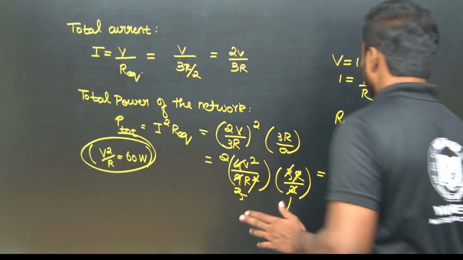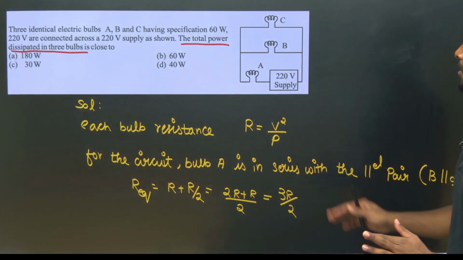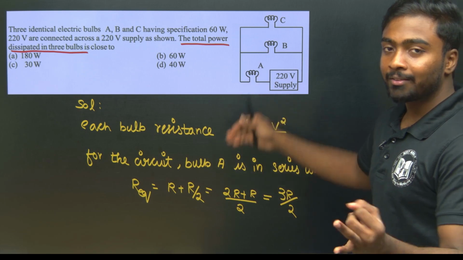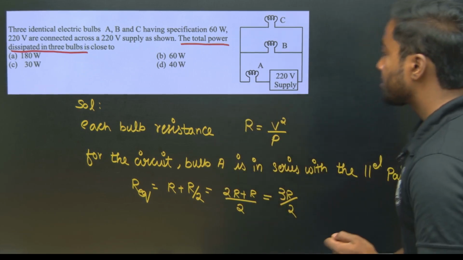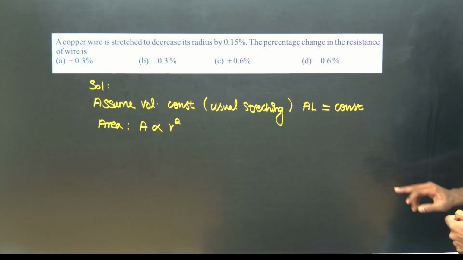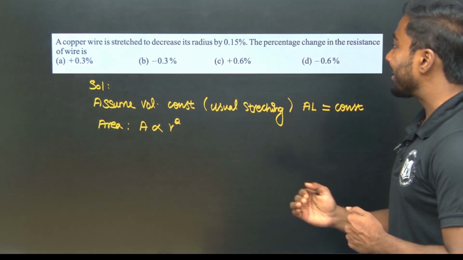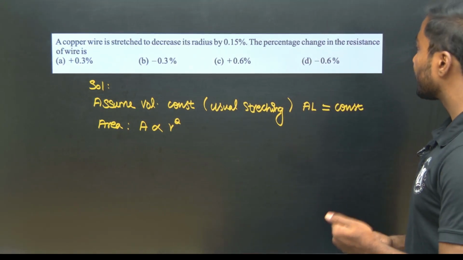Nothing else is needed, I just need to find the power. For that, I need to find the total resistance and then the current. Okay, so we'll go for the next question. A copper wire is stretched to decrease its radius by 0.15 percentage.